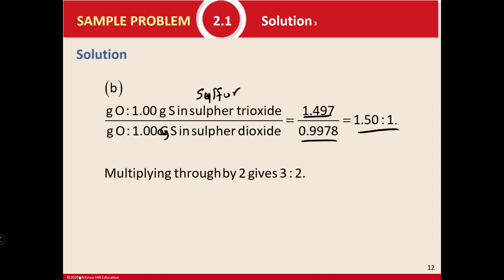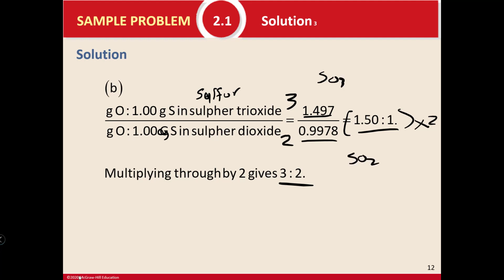And so you're going, oh, well, that doesn't make sense because you said it always has to be a whole number. You can't have half of a gram or half of an atom. So when you get something that looks like this, you're going to have to multiply this entire thing by 2. So by multiplying by 2, you get a 3 to 2 ratio. So this one is sulfur trioxide, SO3. This one down here, SO2.